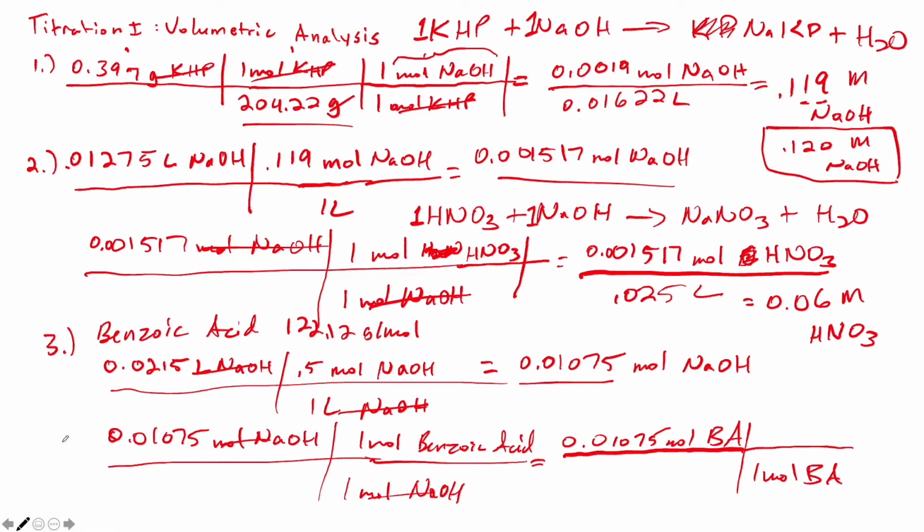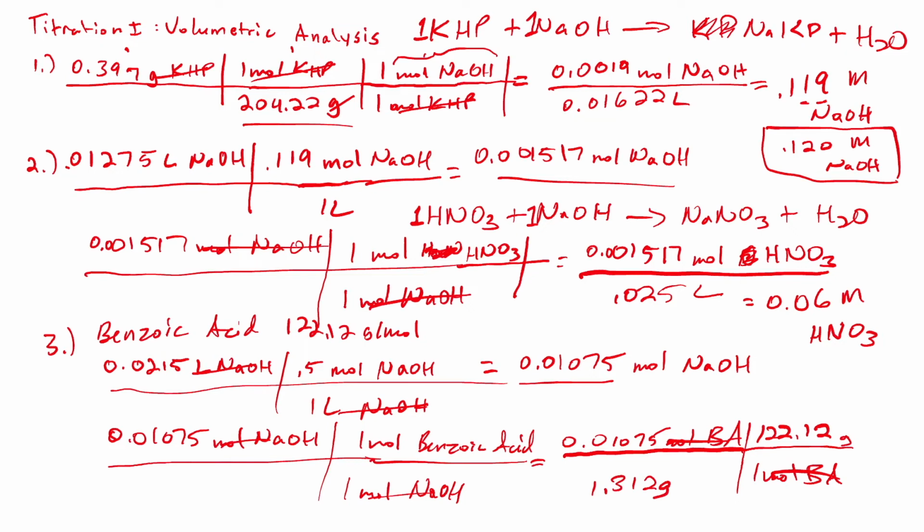And so the molecular weight then of benzoic acid was 122.12 grams. So here you just multiply the number of moles by the mass, because the moles of BA cancel out. And then you get 0.01575 multiplied by 122.12, and I get 1.312 grams. Uh-oh, that's weird.